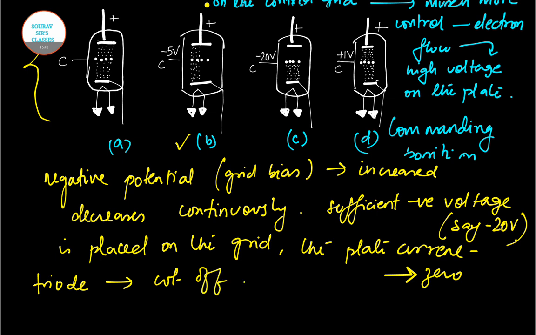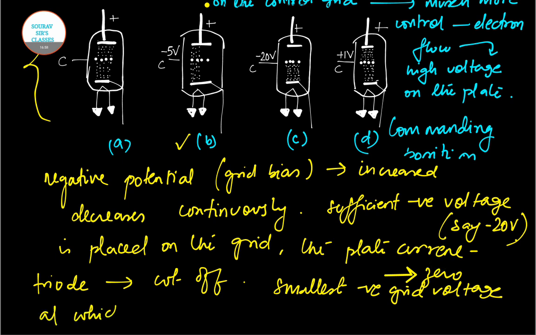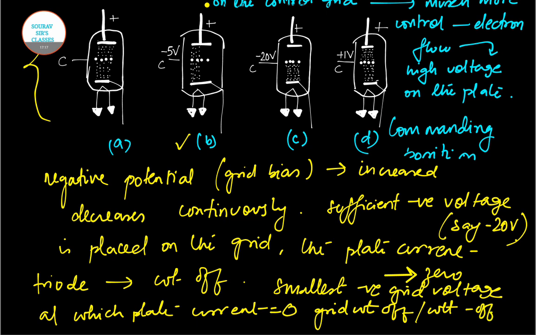Thus, the important thing that you should note here is that the smallest negative grid voltage for a given plate voltage at which plate current becomes 0 is known as the grid cutoff or cutoff bias, any of the two.